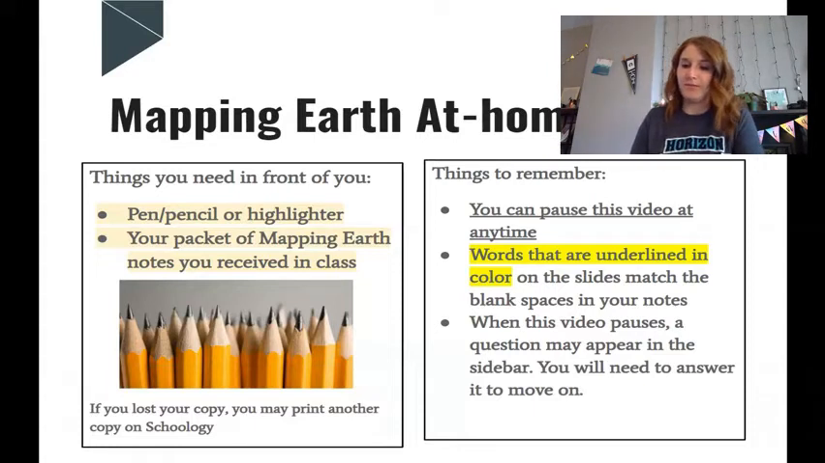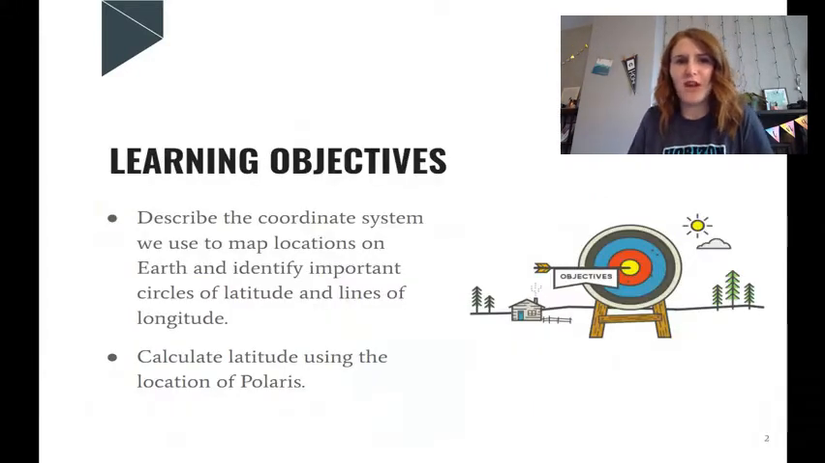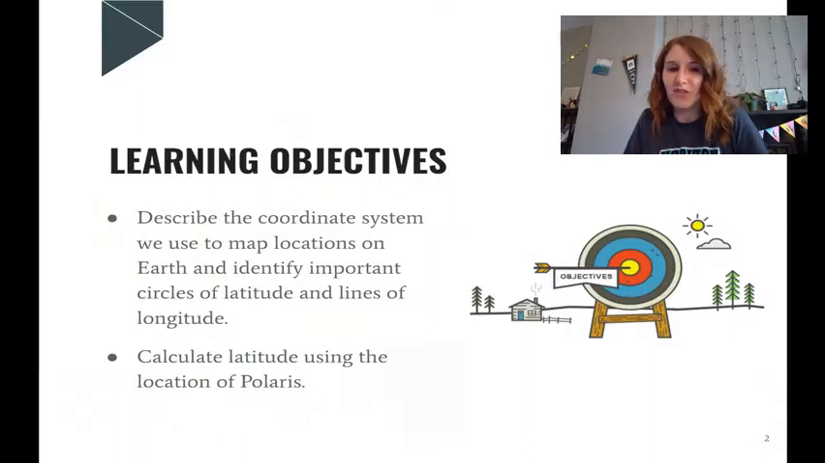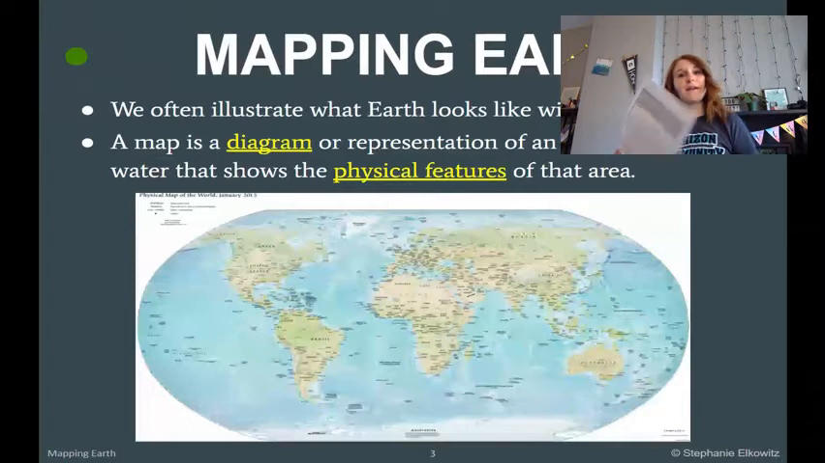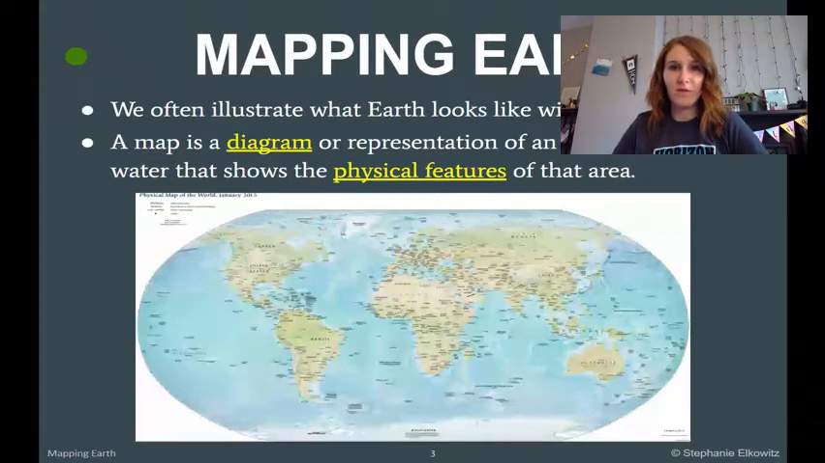So let's get started. Our learning objectives for today: describe the coordinate system we use to map locations on Earth and identify important circles of latitude and lines of longitude. Also, calculate latitude using the location of Polaris. I'm going to be taking you through pages 1, 2, and 3 in your packets, and then Mr. Harris will take over and take you through pages 4 and 5 and the wrap-up discussion section. So here we go, mapping Earth.